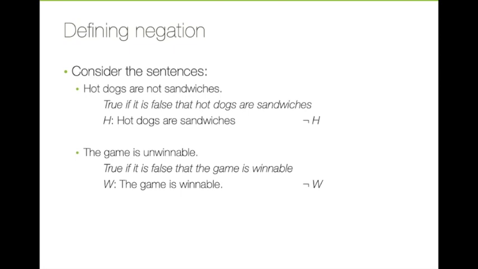The same reasoning applies to treating the second example as negation. The game is unwinnable. That statement is true if it's false that the game is winnable. So we decide whether or not the game is winnable is true or false. And if it's true, not W is false. And if it's false, then not W is true.